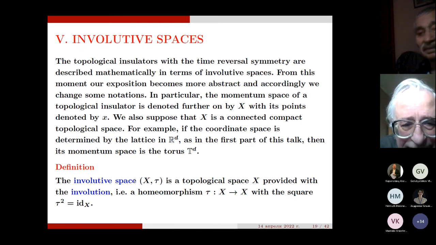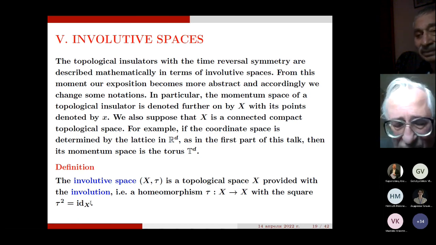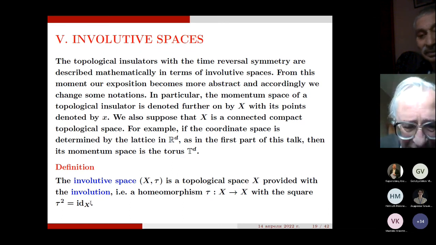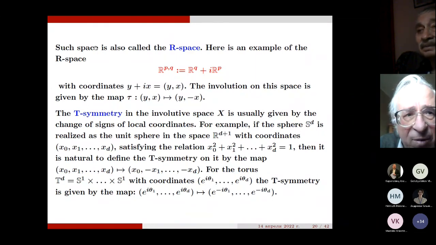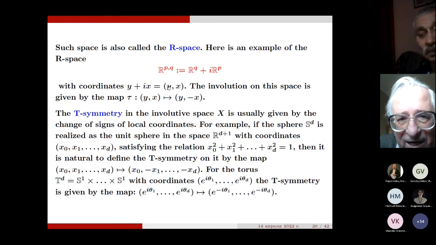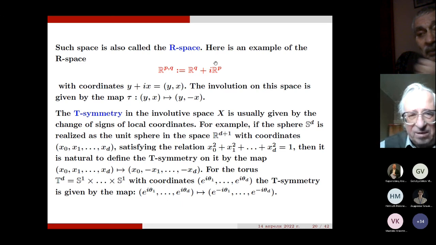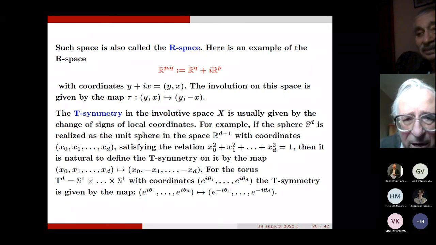Then what is an involutive space? An involutive space, (X, tau), is a topological space X provided with an involution, that is a homeomorphism tau from X to X with the square equal to identity. So this is an involutive space, and we want to describe topological insulators symmetric under time reversal in terms of different involutive spaces. How to do that? First of all, this involutive space is also called an R-space. And let me give one example of an R-space. This is the space R^{p,q}, which is R^q plus iR^p. And coordinates are denoted as y and x. So y is taken from R^q and x is taken from R^p. The involution on this space is given by the map tau, which sends (y, x) to the pair (y, minus x).